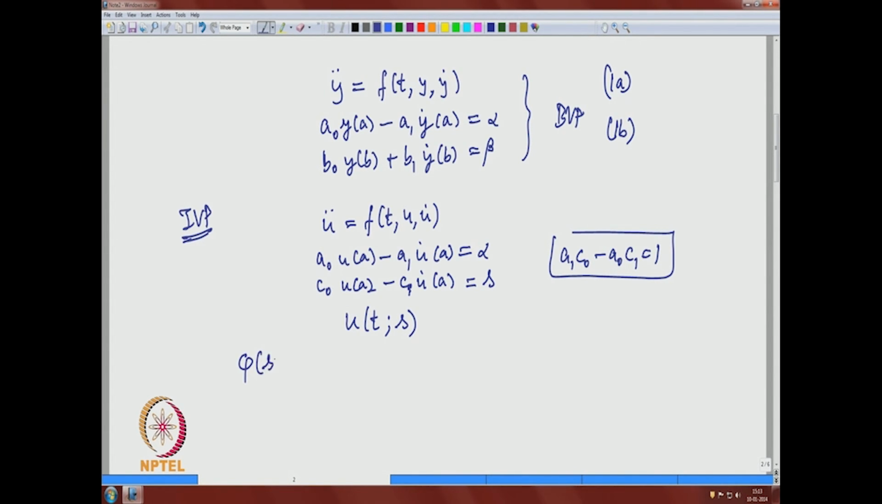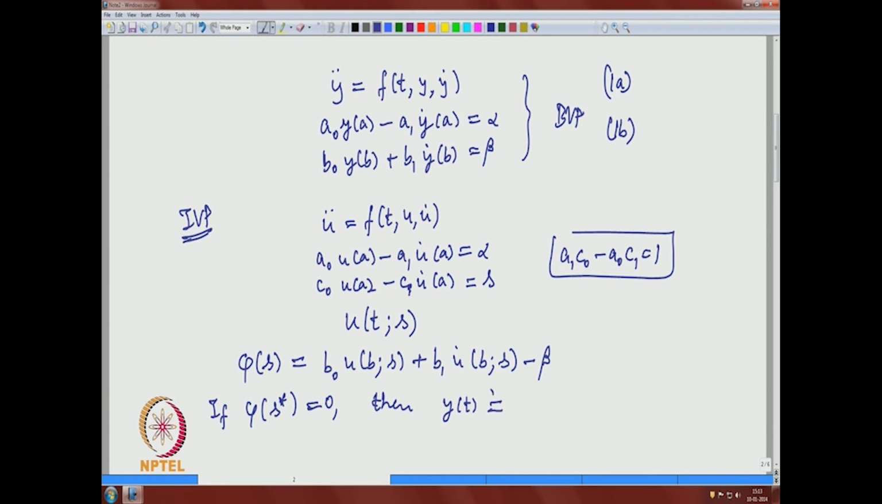and then we found this function coming from the second boundary condition, phi(s) = b0 u(b, s) plus b1 u dot(b, s) minus beta, and whenever there is a root, so if phi(s star) is 0, then y(t) defined by, so this is the definition, u(t, s star), solves BVP 1. Okay. And if there are more roots, then we will also have more solutions for the BV problem, and this follows from uniqueness of the initial value problem. Okay. So, the important thing is this.